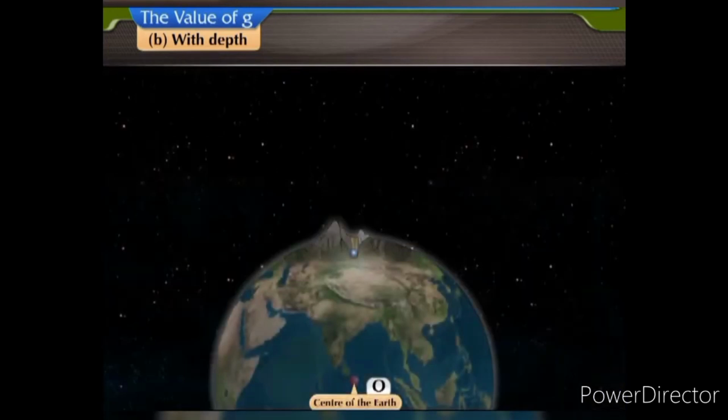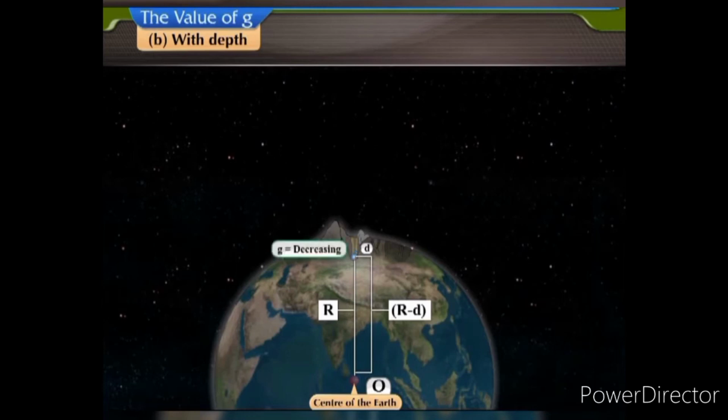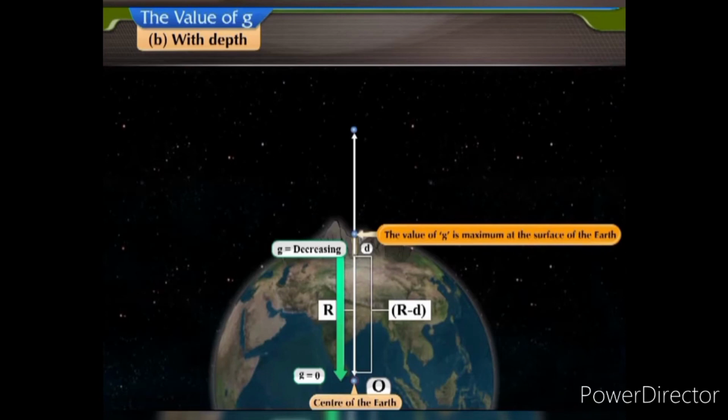B. With depth. When a body is taken inside the earth at a depth d, it experiences a force only due to the portion of the earth of radius R minus d. Thus, the value of g goes on decreasing as one goes deep inside the earth. The value of g becomes zero at the center of the earth. The value of g decreases when we go above or below the surface of the earth. Therefore, the value of g is maximum at the surface of the earth.